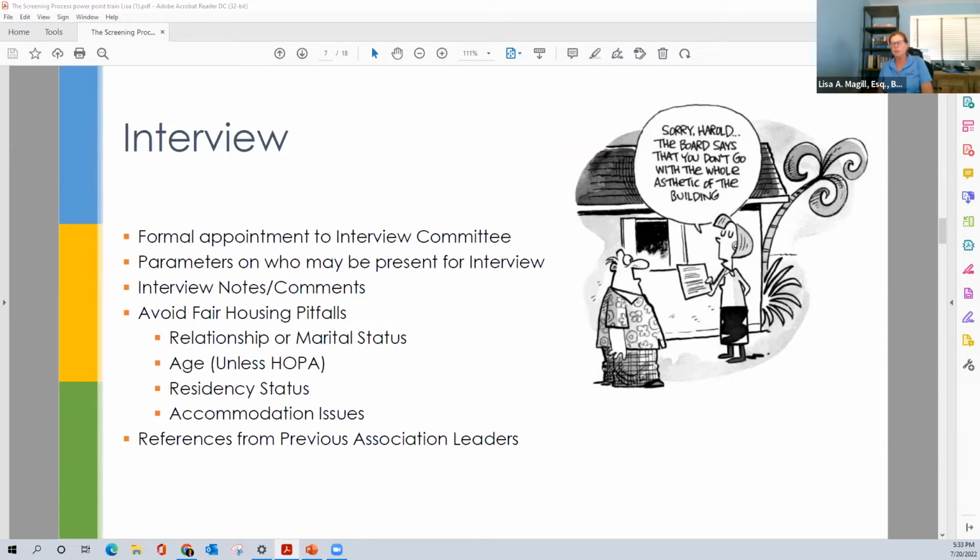You need to avoid the fair housing pitfalls, and that's where we see the majority of claims. So you want to talk about relationship or marital status. In Broward, Miami-Dade, and Palm Beach County, marital status is all protected. So it doesn't matter what the marital status is. You want to ask who are going to be the owners or the actual tenants, and who are going to be the occupants, and have that information specified. You don't want to ask about the ages of the residents unless, of course, you're a housing for older persons community.